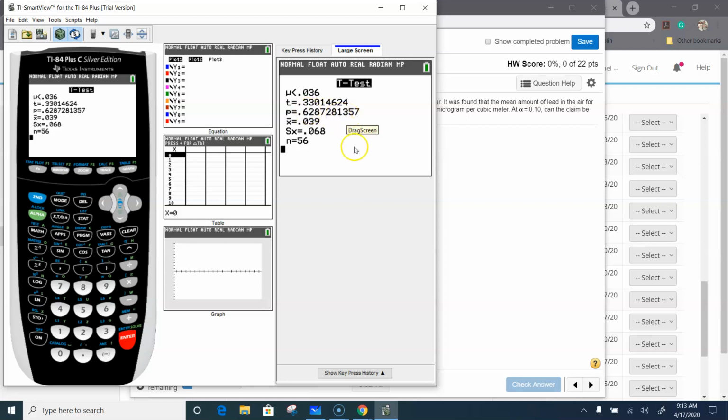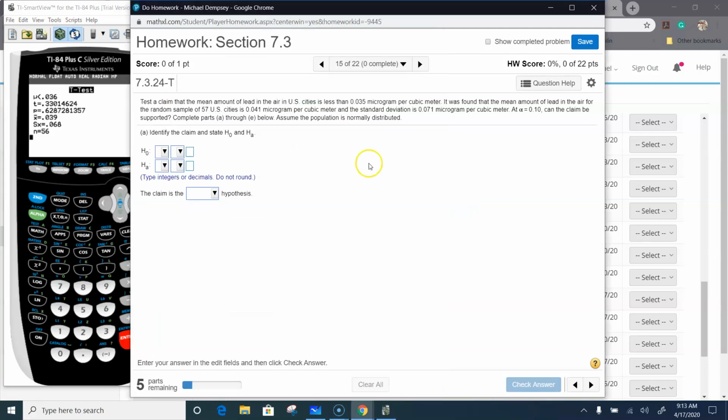So what this means is that we would fail to reject the null hypothesis, right? But in this particular case, the claim was that it was less than that. So we're going to fail to reject the null hypothesis, which means we don't have evidence to support the claim, right? The null hypothesis was that it was equal to 0.036. We failed to reject that. Their claim was that it was less than that. So we don't have evidence to support their claim.